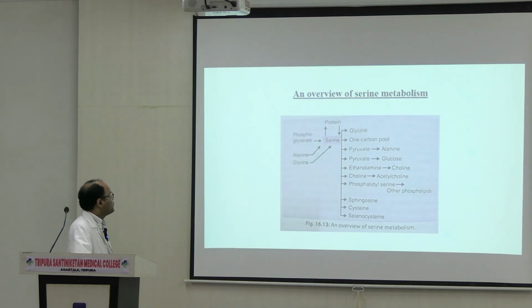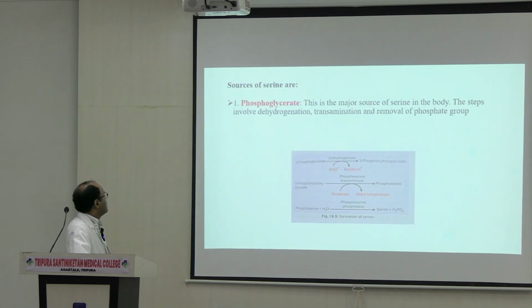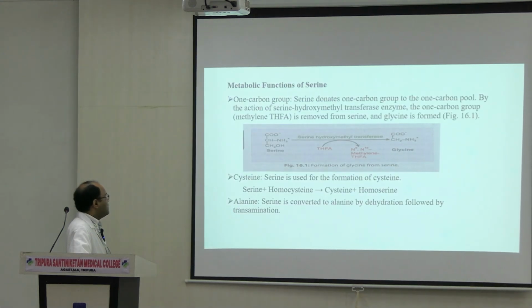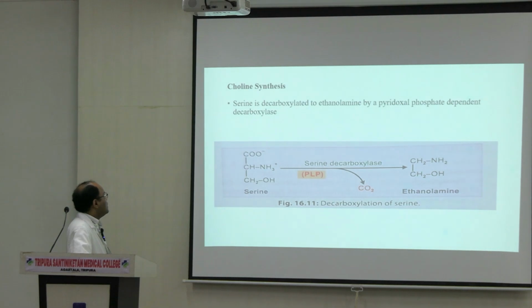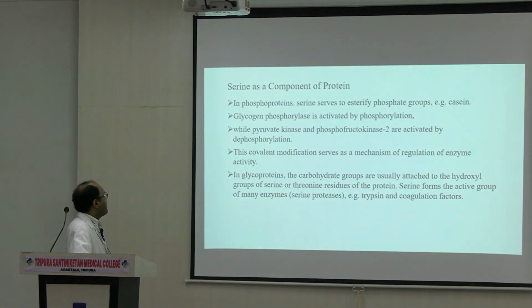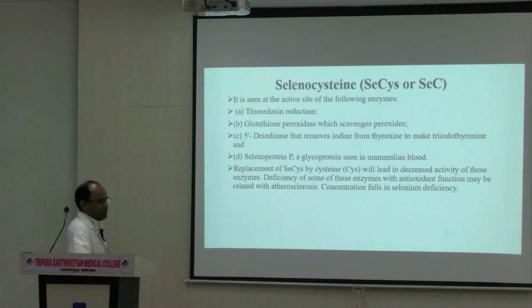Let's move on. So this is serine. Sources of serine: there are three sources. Catabolism of serine. Metabolic functions of serine. Choline synthesis. Serine is a component of protein. Overview. Next is selenocysteine. This is the 21st amino acid, selenocysteine.